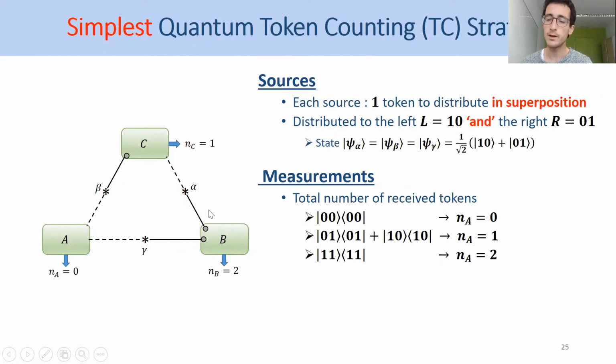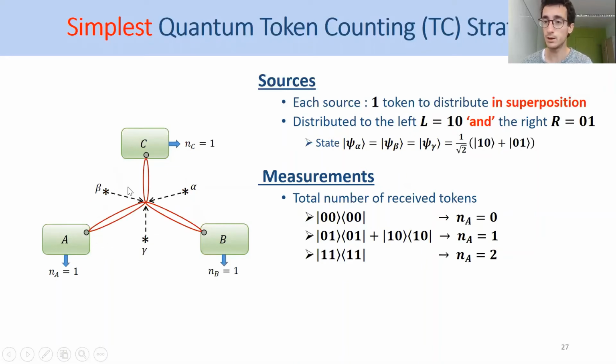So you see that I can have, again, different cases. So for instance, Bob might find 2 tokens, Charlie 1, Alice 0, in which case I know that the token of gamma went to Bob. Or they might also find 1 token each, in which case I cannot say where the tokens are coming from.